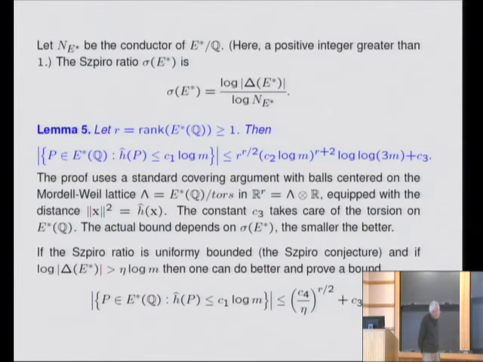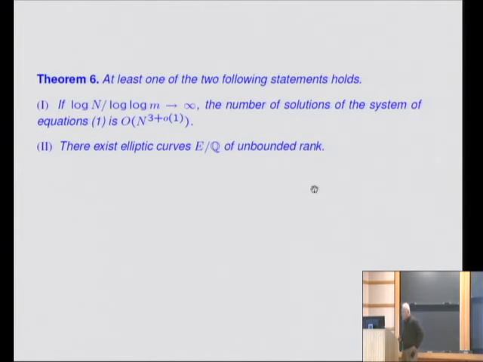So if that is bounded, you can do better. If the log of the discriminant is large, eta log n, then you can prove a bound which is just exponential in the rank. And that would be much better for us. Okay. So out of this, you apply this type of theorem, and then you get the following conclusion.